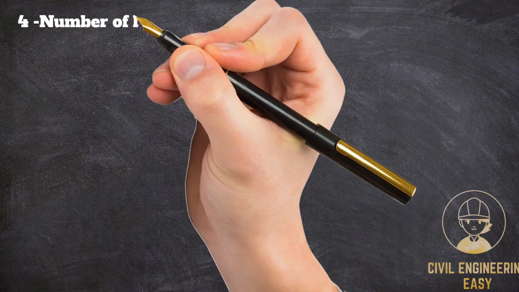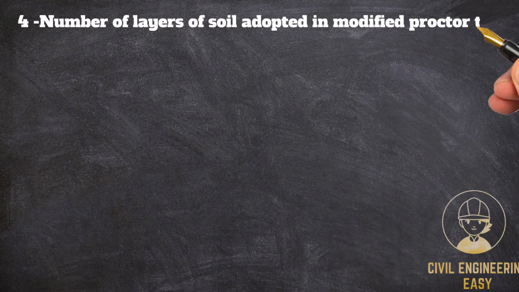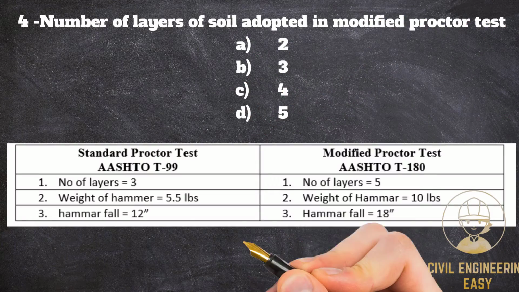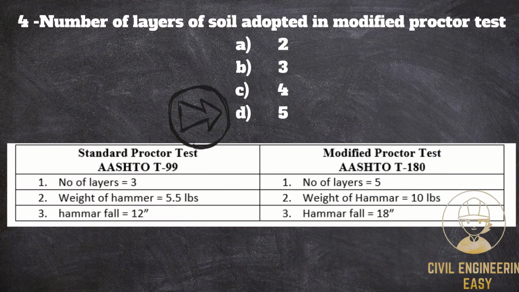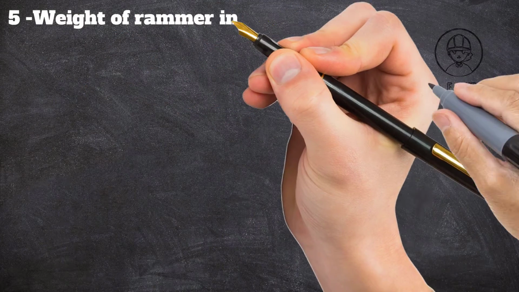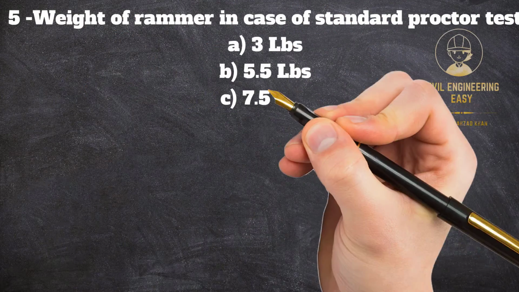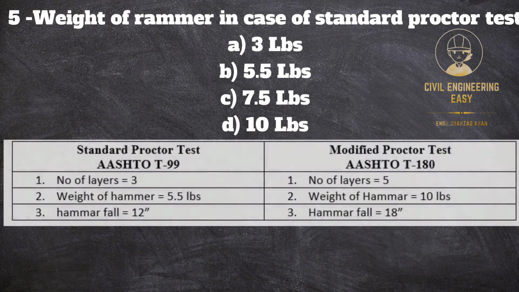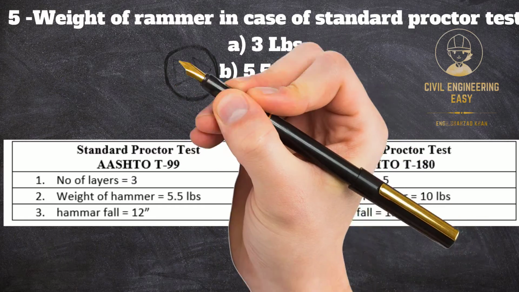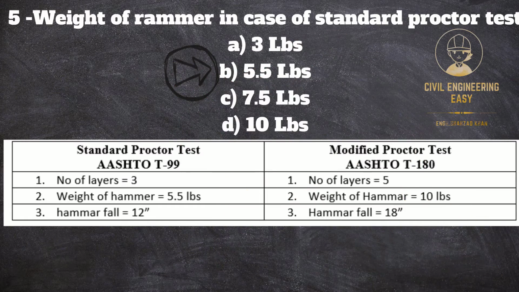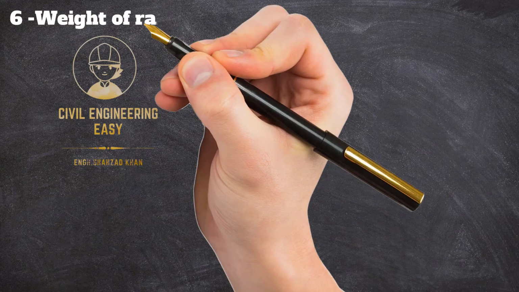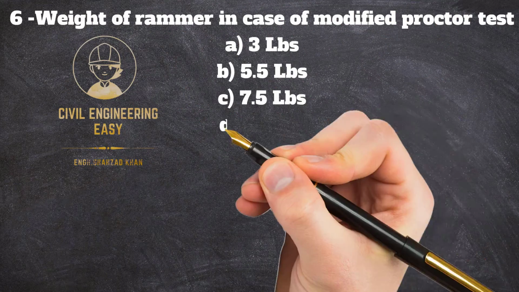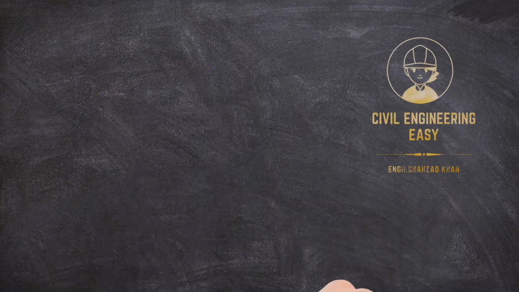In MCQ number 4, the number of layers of soil adopted in the modified proctor test is: option D is correct, that is 5 layers. In MCQ number 5, the weight of the hammer in case of the standard proctor test is, as we have already seen in the comparison of both the standard proctor test and modified proctor test, 5.5 pounds. In MCQ number 6, the weight of the hammer in case of the modified proctor test is 10 pounds.